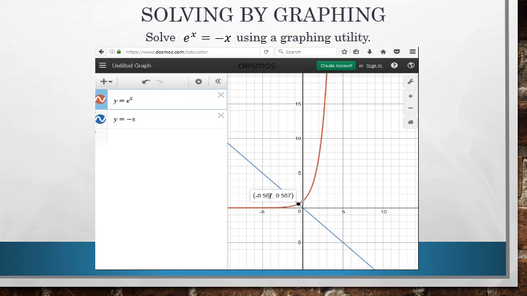So again, when solving these by graphing, graph the left-hand side of the equation, graph the right-hand side, find the point of intersection, and that x value is the solution to the equation.